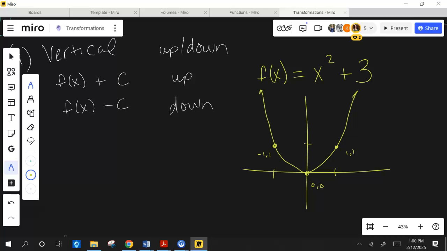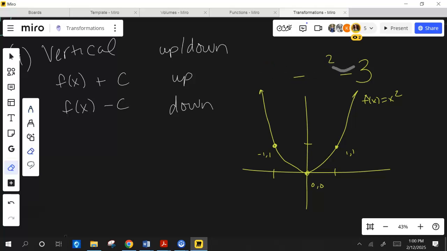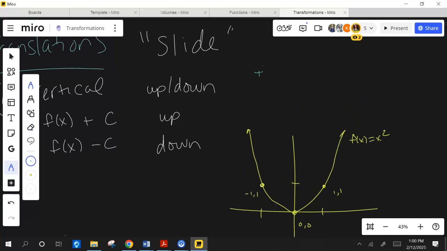All right, this is the parent. This is x squared. Now what I'm going to do, I should have written this in another color so you can see where it goes. Now I am going to graph, rewriting it in blue. Because this plus 3 is on the end, every single point just slides up 3. So in other words, this one's not negative 1, 1 anymore.